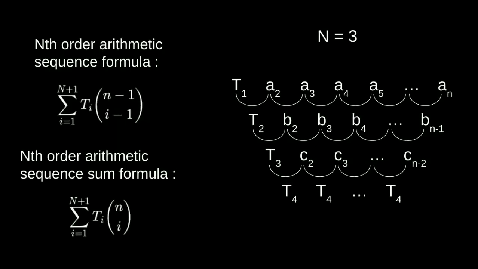So, this is the nth order arithmetic sequence formula and the nth order arithmetic sequence sum formula, where big N corresponds to the arithmetic sequence order, T corresponds to the first term of each layer nominated by I, starting from the top, and small n corresponds to which term in the sequence you want to calculate. But why does it so happen to be the binomial coefficient? Let me explain.